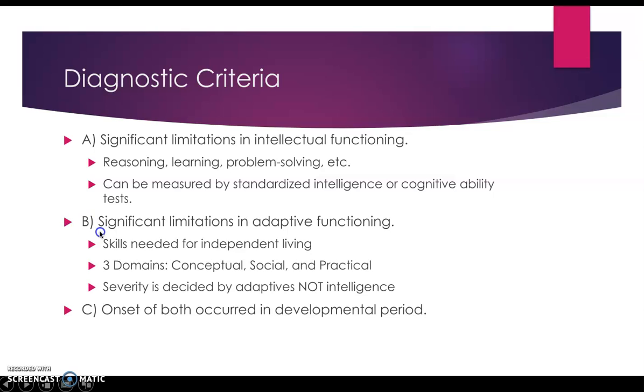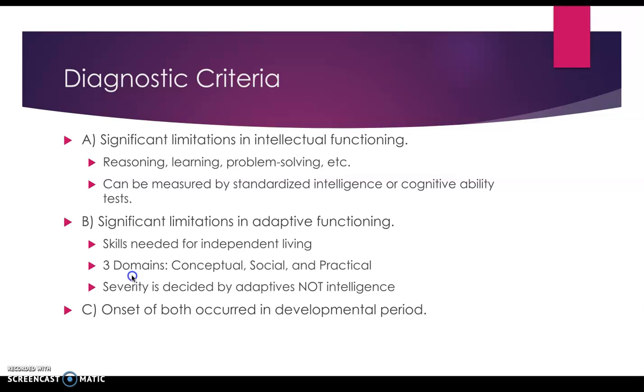B, the second criteria, significant limitations in adaptive functioning. So, adaptive functioning are any of the skills you need for independent living. Things you need to take care of yourself and to live day to day, that's what an adaptive function is. And adaptive functioning exists in three domains: conceptual, social, and practical. Conceptual is the one that's most closely associated with intellectual functioning, math, language, that sort of ability. Social encompasses ability to relate to others, ability to interact with others, ability to form and retain relationships with others.